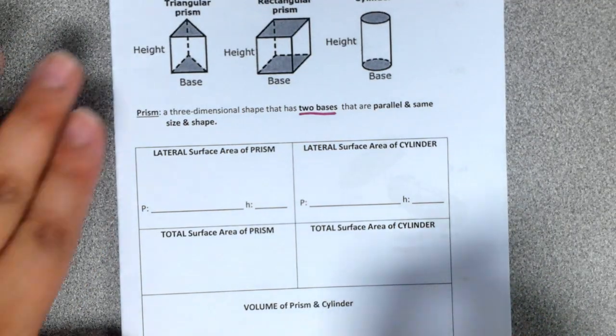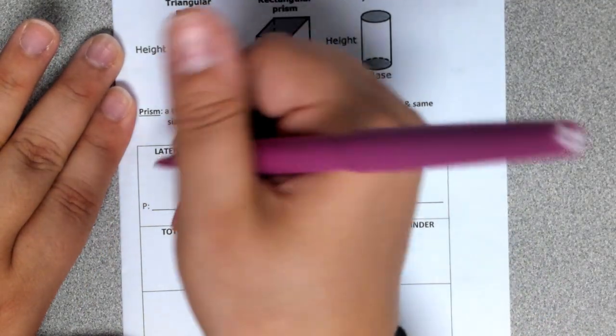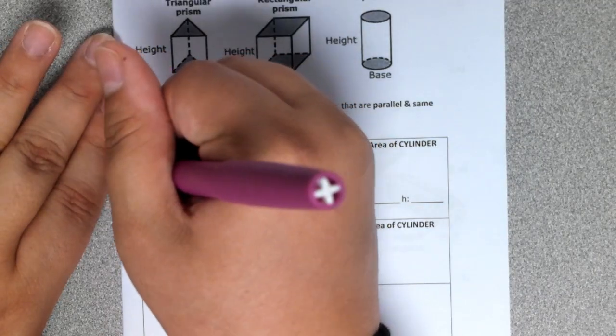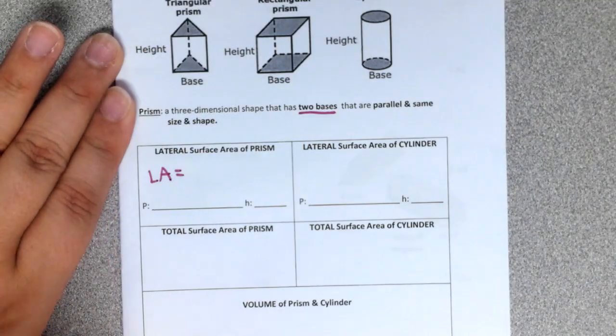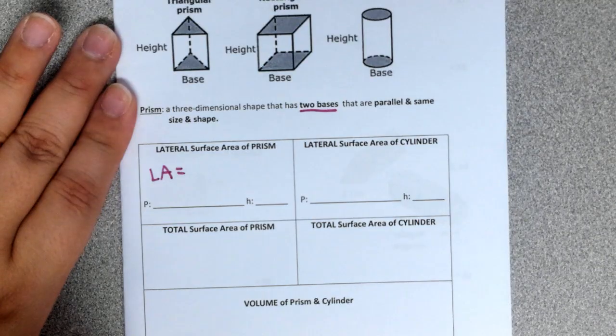For the lateral surface area of a prism, you're going to see me call this LA. Sometimes I'll call it LSA. Both are the same thing.